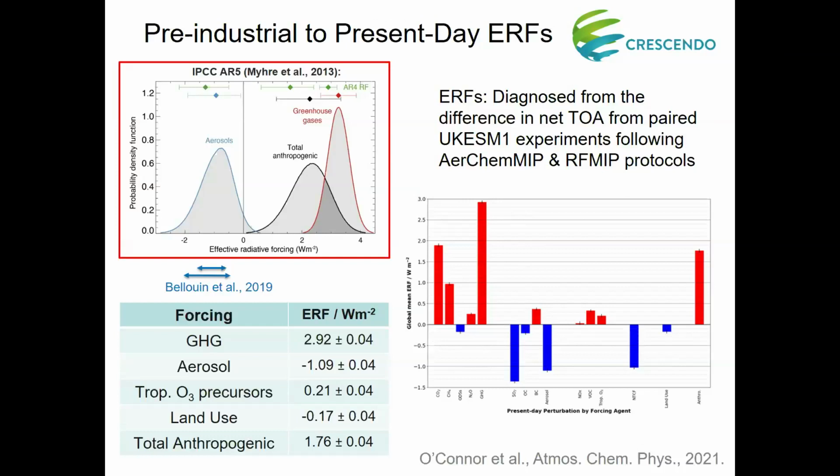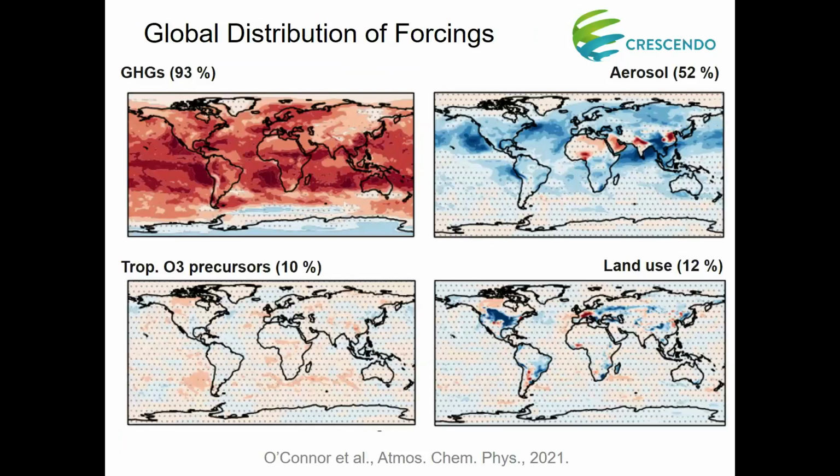Okay, so we can take then a first look at the global distribution of these forcings. Here I'm showing the greenhouse gas forcing in the top left, aerosol top right, land use bottom right, and the non-methane ozone precursors in the bottom left. The stippling here is showing areas of the globe where the ERF itself is not robust at the 95% confidence level. And the percentages here are showing the areas of the globe where I do get a robust signal.